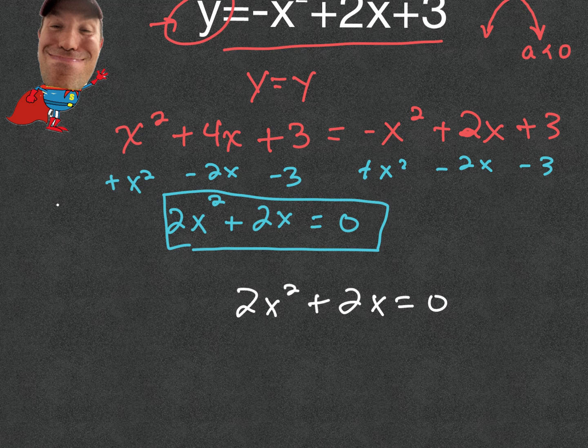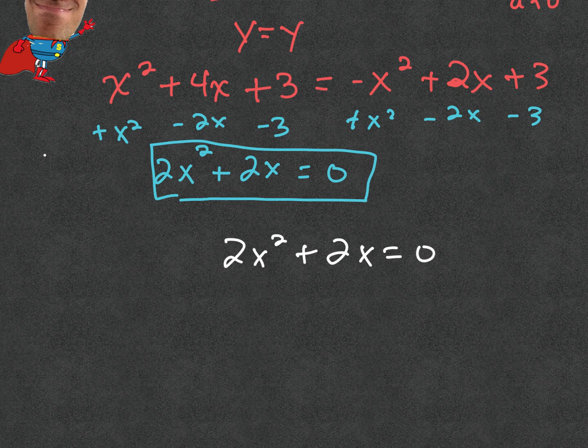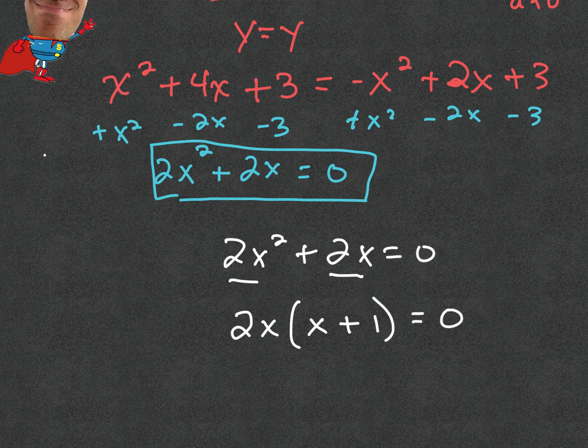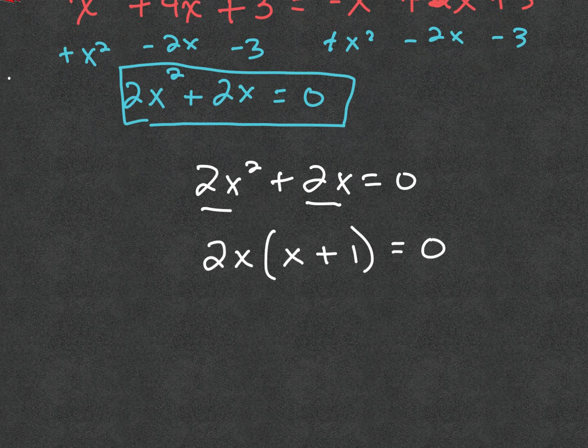Now, be careful. Do not divide both sides by x. You'll lose a solution. Do factor out what you can factor out of both terms. What can I factor out of both 2x squared and 2x? What do they both have? They both have a 2x. When I do that, I factor out a 2x and I get x plus 1. Do not divide by x. You're going to lose a solution. So now I have 2x times x plus 1 is equal to 0.